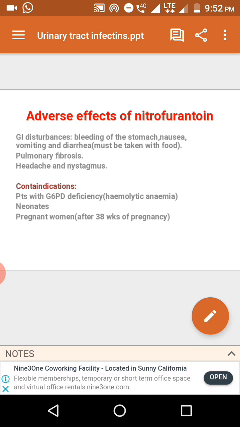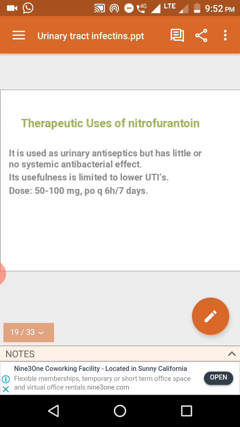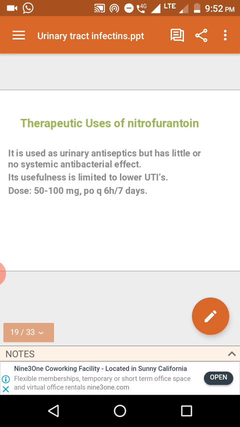Pulmonary fibrosis is a major danger. Also headache and nystagmus. Contraindications: it is contraindicated in patients suffering from glucose-6-phosphate dehydrogenase deficiency because it causes hemolytic anemia, and in pregnancy, as there is a chance of teratogenic effects. Nitrofurantoin is used as a urinary antiseptic. In examination sometimes they ask to write a short note on urinary antiseptic. You can write nitrofurantoin, so don't worry.